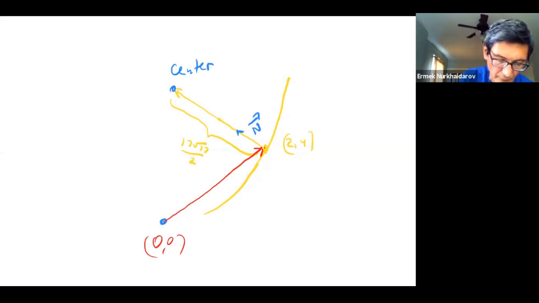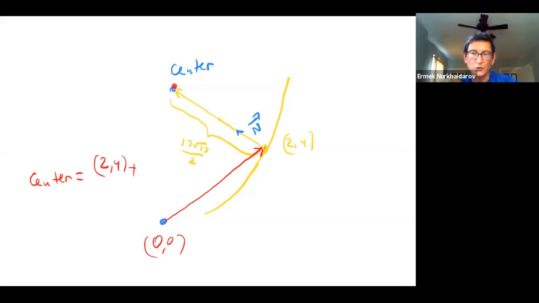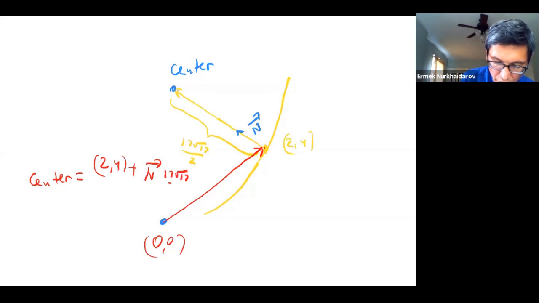So to find the coordinates of the center, we need to travel to 2, 4 firstly, plus, from 2, 4 we want to travel to the center. To travel from 2, 4 to the center, we're going to travel parallel to n, the normal vector. But the normal vector will give you a magnitude of only 1. So what we'll do is multiply it by the distance we need to travel. So that's how we're going to find the center.